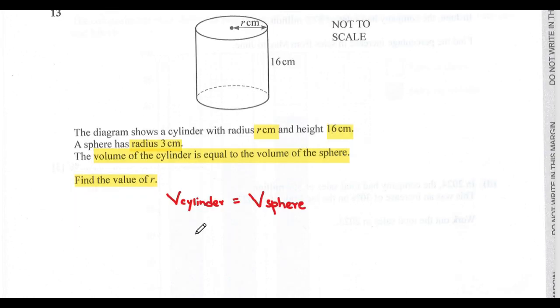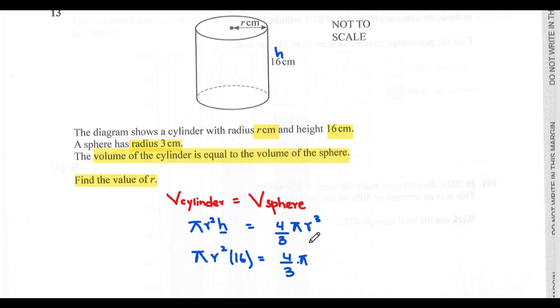So the question has given us the hint, volume of cylinder is equal to volume of sphere. The volume of a cylinder has the formula pi r squared h, and the sphere volume has the formula 4 by 3 pi r cubed. So I'm putting in the values. I don't know the value of r, but I know the height of the cylinder, which is 16. So I'm going to put 16 in place of height. Over here, 4 over 3 pi, and the radius of the sphere is 3 centimeters, so it would be 3 cubed.